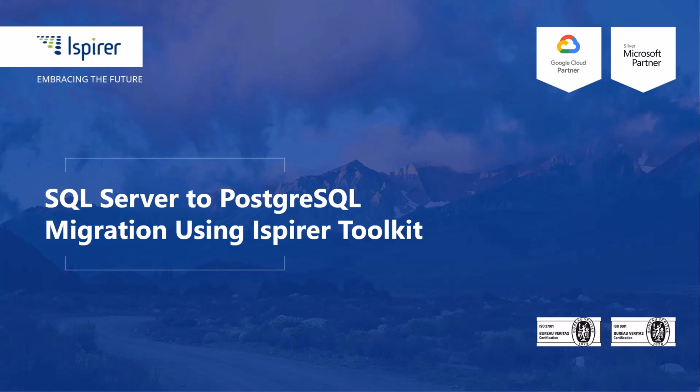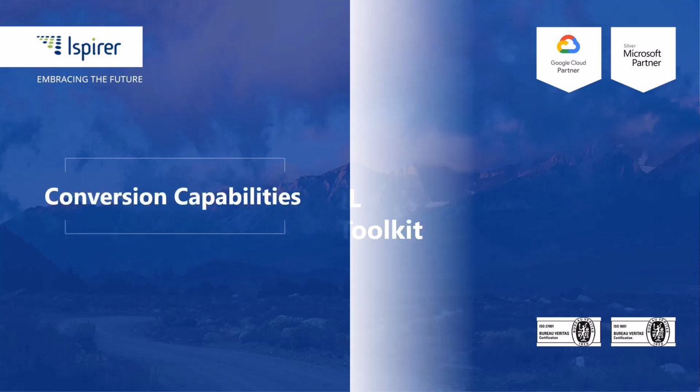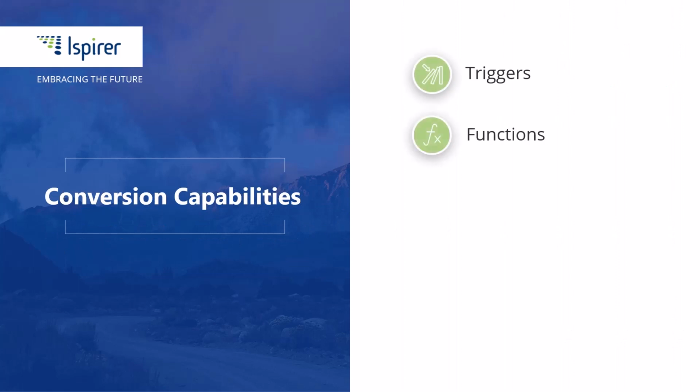Hi everyone. Today I'd like to walk through a quick, simple migration from Microsoft SQL Server to PostgreSQL database using Ispirer Toolkit. This direction is well developed in our software, so it easily transforms SQL business logic, including triggers, functions, stored procedures, indexes, and views.